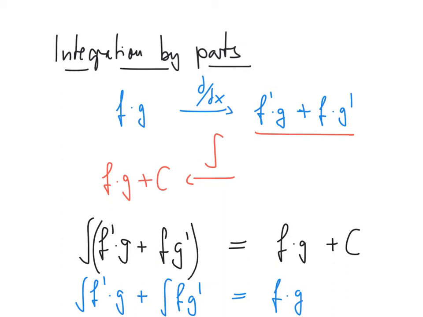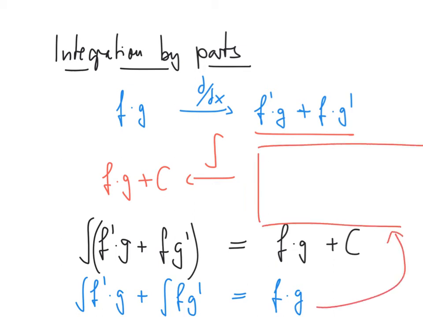So what we can do now is bring one of these terms over to the other side. Let's say we bring this one over to the other side, and that would then give us, let me just write this here in the center, the integral of f g prime is equal to fg minus the integral of f prime g. Okay. So far so good.